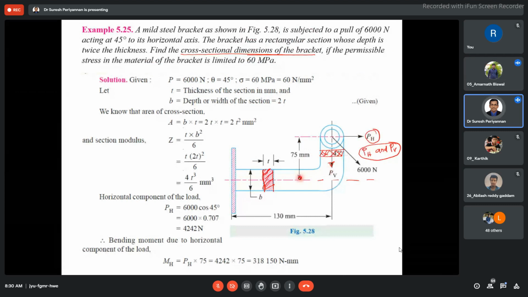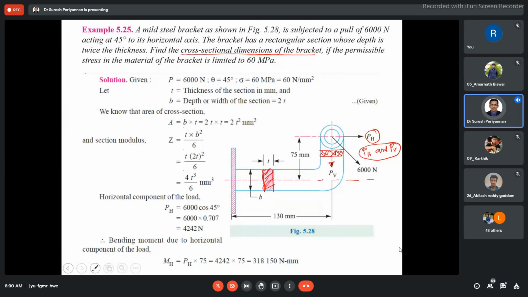Based on my observation, we should consider this cross section. Obviously both loads are going to be considered for finding the thickness of the bracket, with respect to compressive and direct tensile stress. Yes, even if you consider it, it's right.